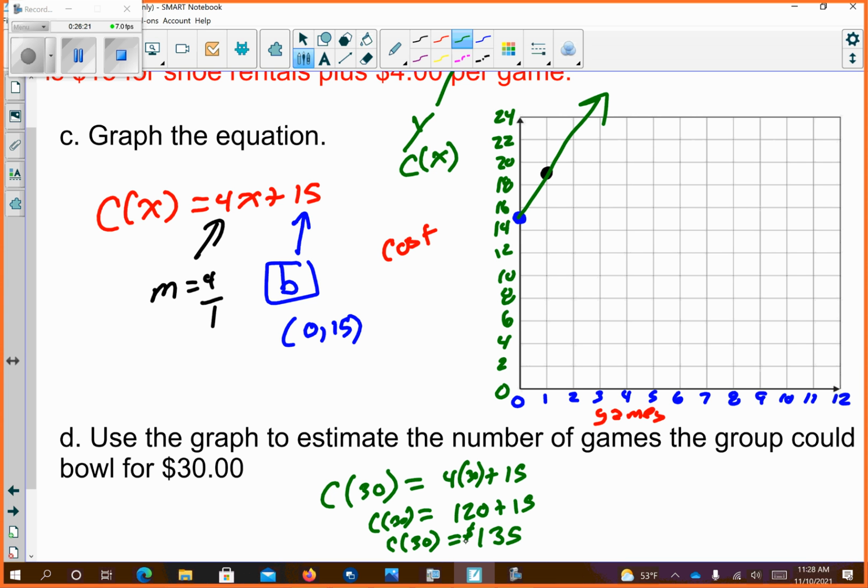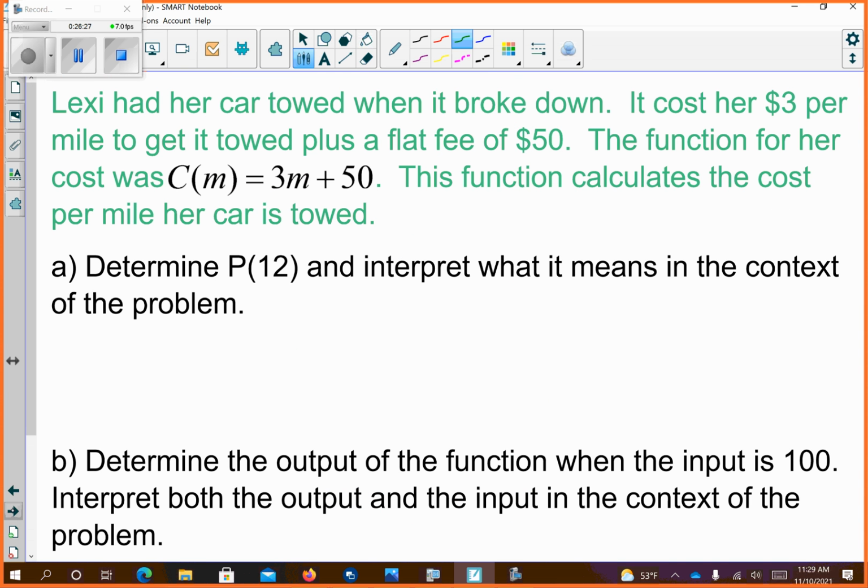All right. Can you go over to page 162? You ready? Okay. There's a person in this story. Lexi had her car towed when it broke down. Is there any math in that question sentence? No. It cost her $3 per mile to get it towed, plus a flat fee of $50.